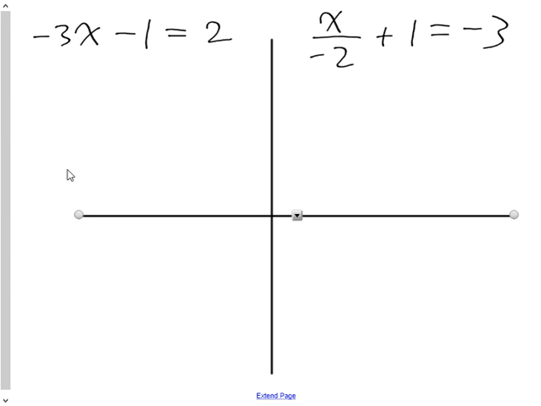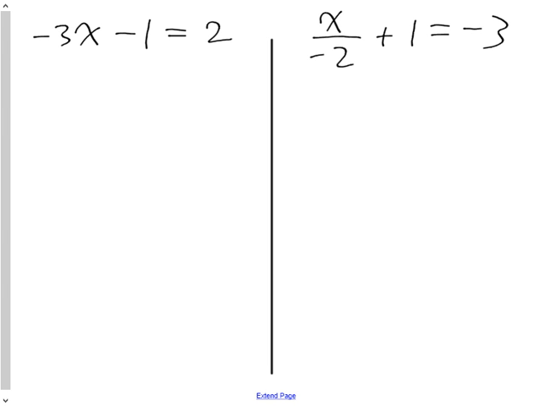Okay, welcome math class. I guess this is for 8H because this is their homework assignment tonight. It's to complete these two questions using opposite operation. So we have two questions for our homework. It says negative 3x minus 1 equals 2.